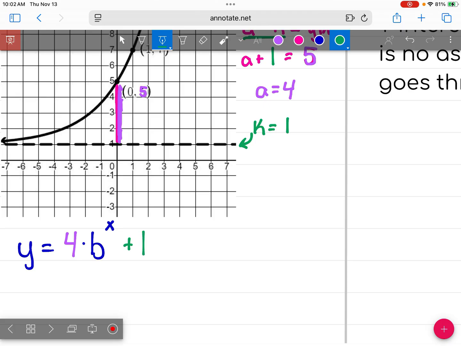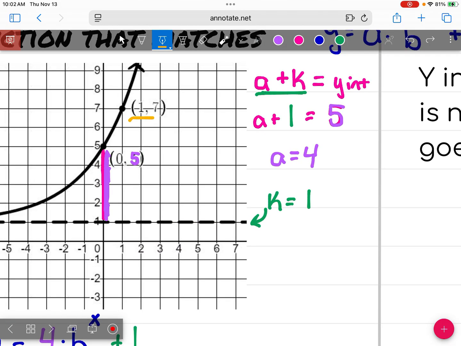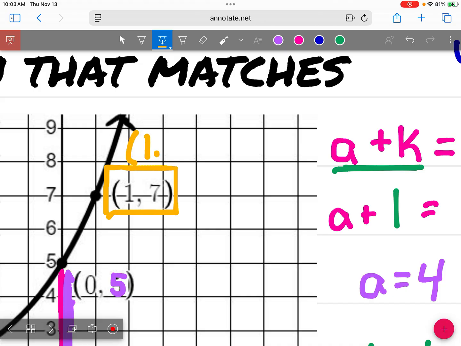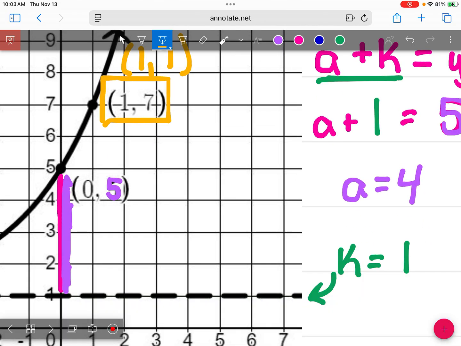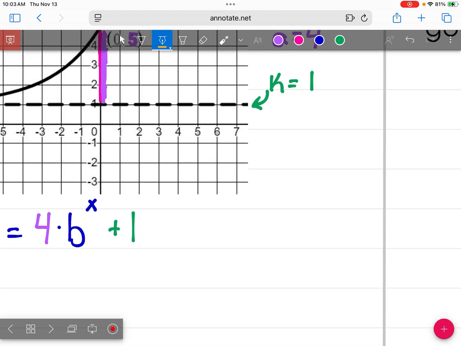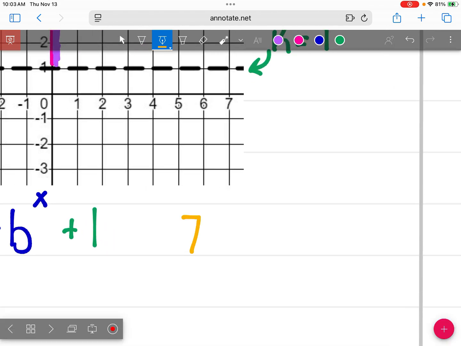And I need to figure out what b is, because I don't want to have 3 letters left. I want to have 2. I'm okay having an x and a y, but I need everything else filled in. We are given another point here. I'm given 1, 7 is also on our function. 1, 7. So we're going to substitute those in. My y is 7.